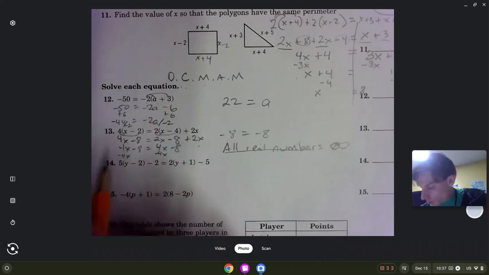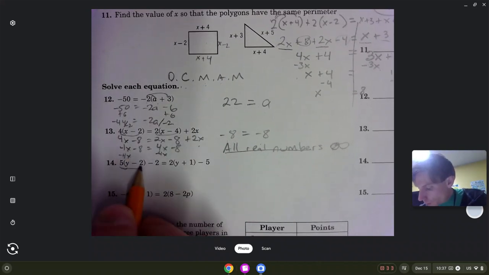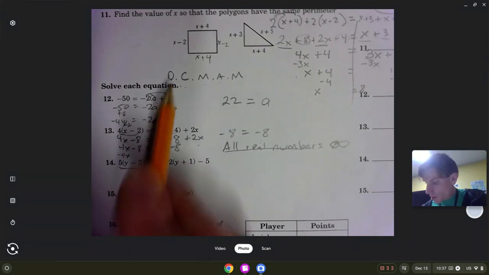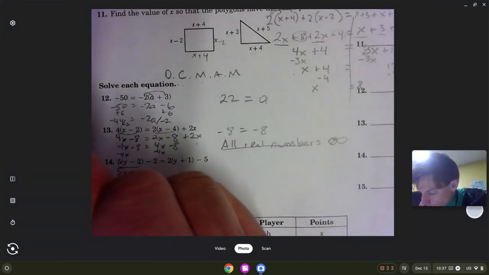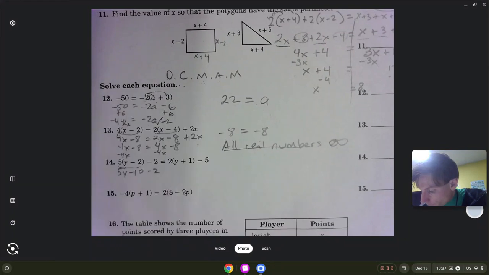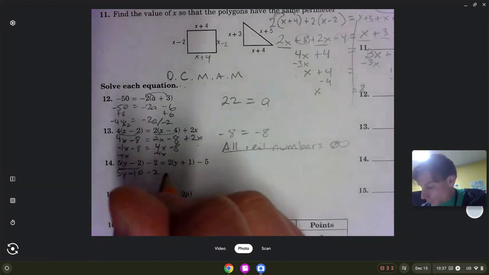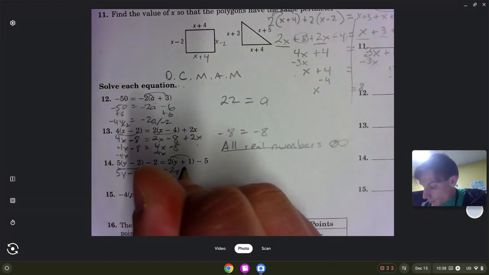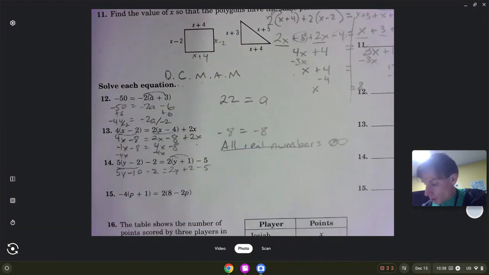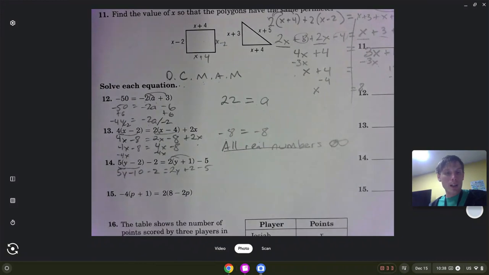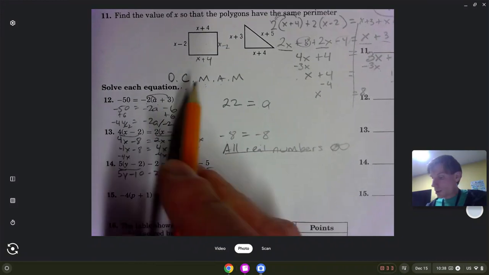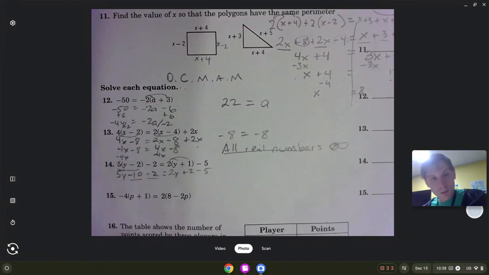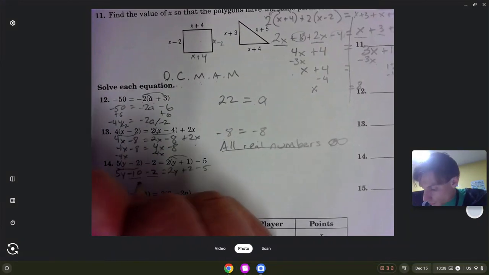All right, still rolling, moving right along. Okay, don't call me after midnight. Number 14. First thing is distribute: 5y minus 10 minus 2. Okay, so I just distributed that 5, equals, again, distribute 2y plus 2 minus 5. So I just distributed and then copied everything else down. All right, so distribute, combine like terms. So we have a minus 10 and a minus 2. You combine those and that becomes a minus 12.